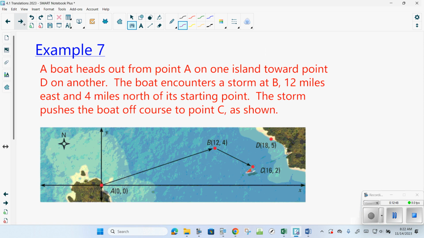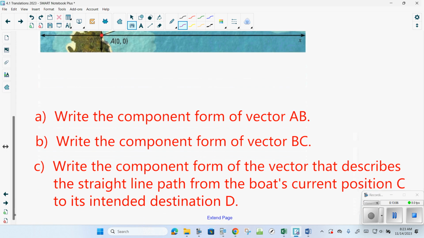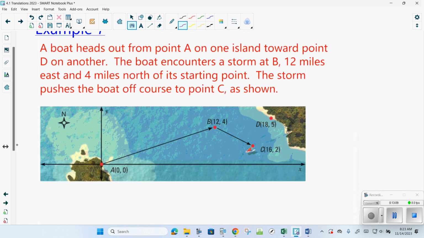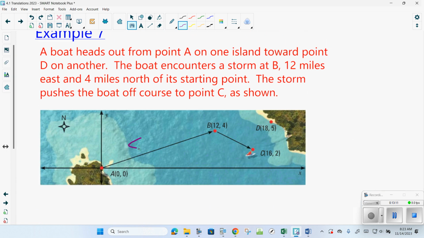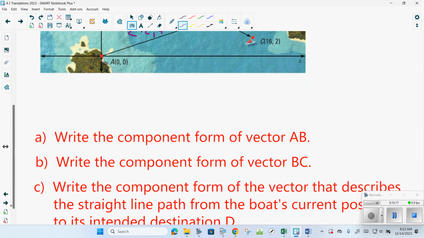The boat heads out to the point A on an island towards point D. The boat encounters a storm at B and goes 12 miles east and 4 miles north of its original point. The storm pushes the boat off course to point C as shown. Write a component form for vector A to B. So from A to B, it went +12, +4. So that's the answer to the first one.